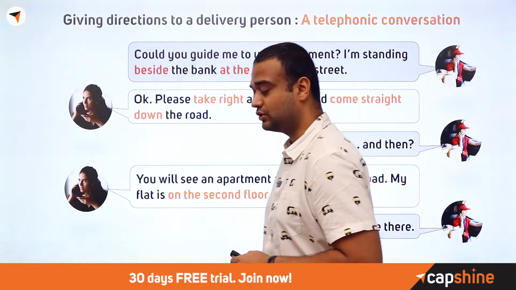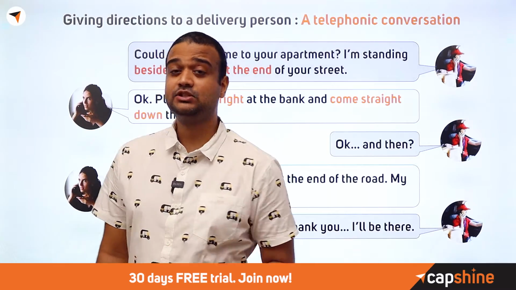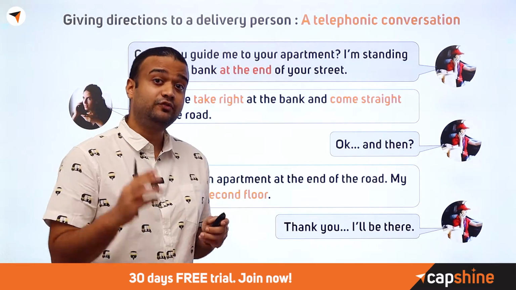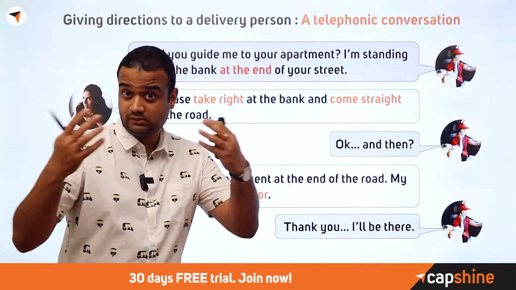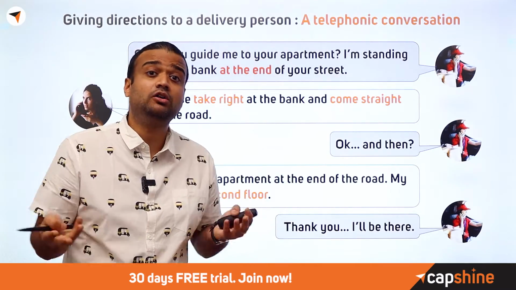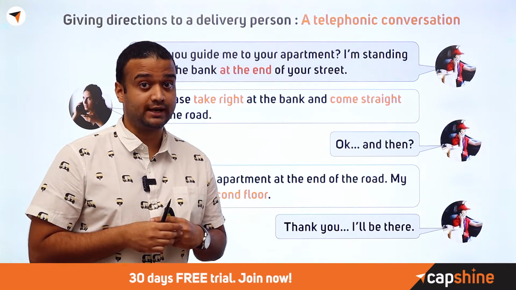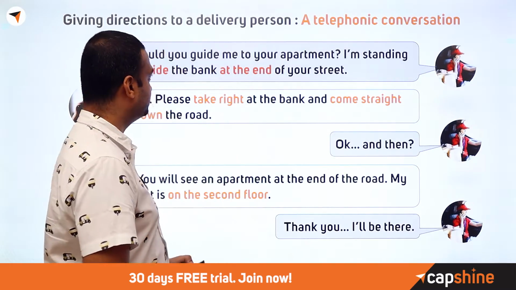So let's assume that you've ordered something, let's say on Amazon, and you're talking to the delivery person. If you are in a foreign country or you're domestically somewhere else where you do not know the local language, English is probably how you're going to give directions. Let's look at a sample.